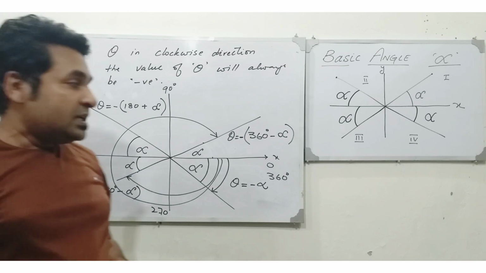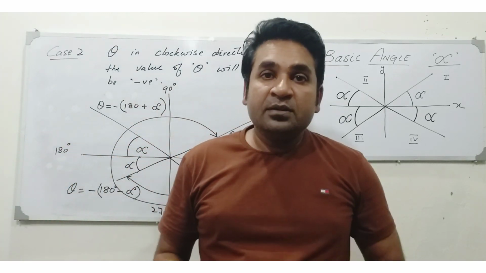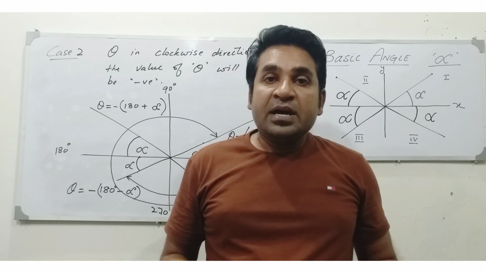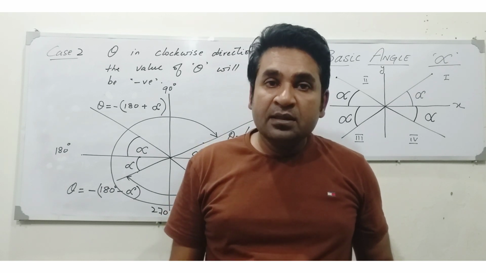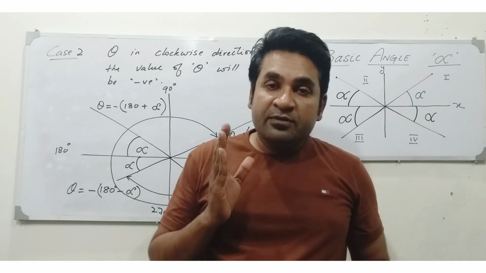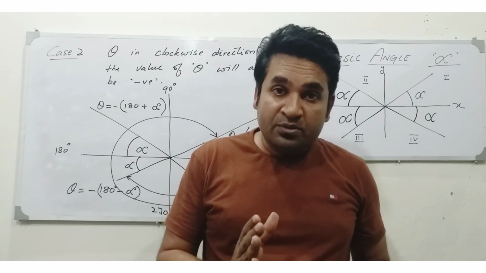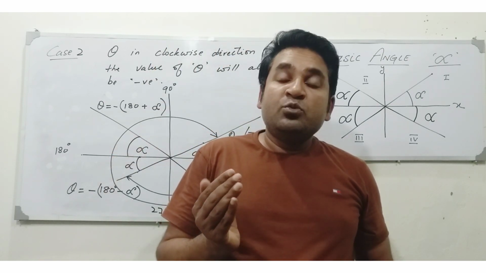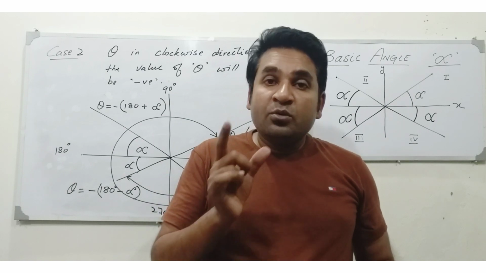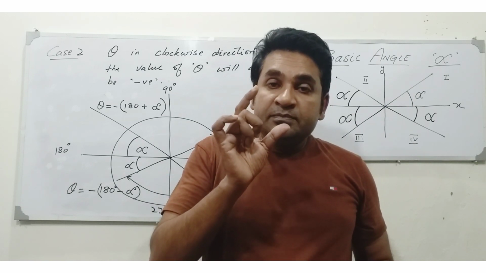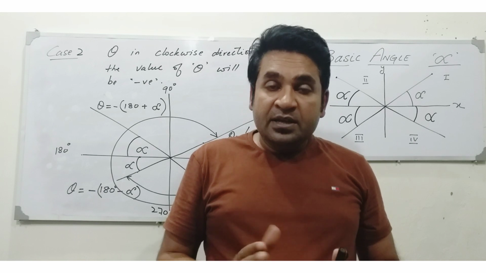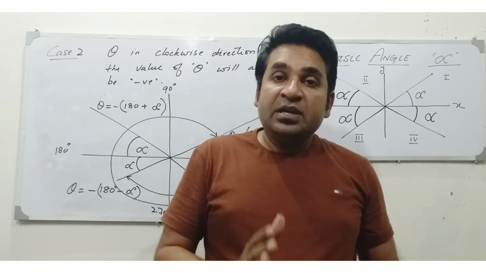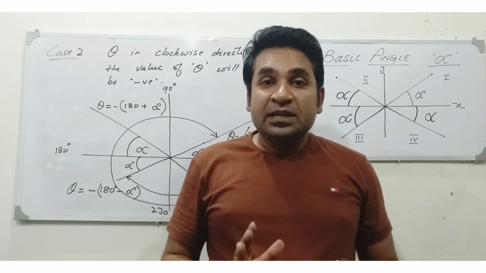So I hope it is clear now how we find the values of a given angle with the help of the basic angle. You just have to consider the direction of the angle, in which direction we have to move. If we are moving in the anti-clockwise direction, all the values of angle theta will be positive. If we are moving in the clockwise direction, all the values of angle theta will be negative. So I hope it is clear. Okay.